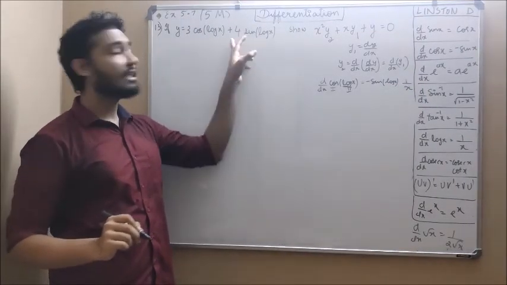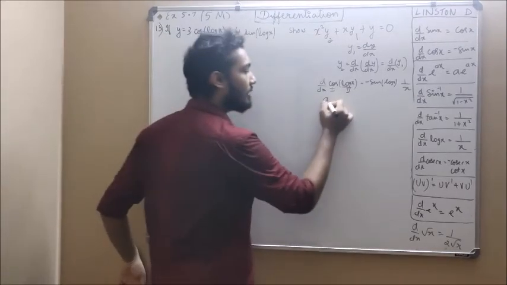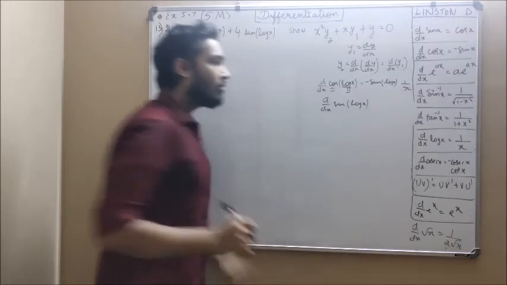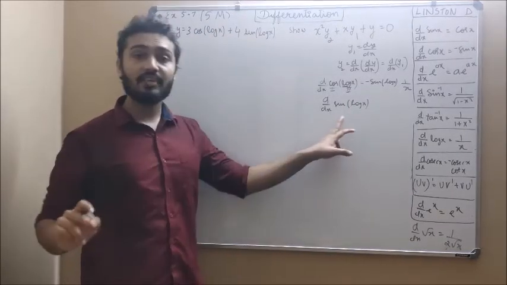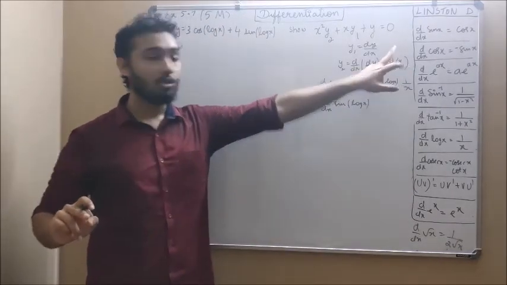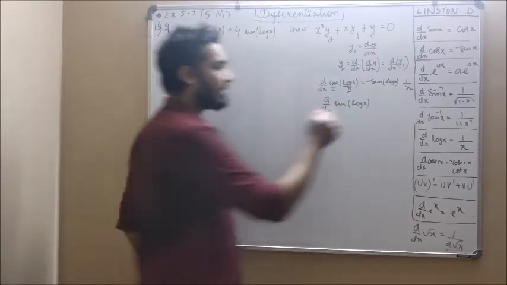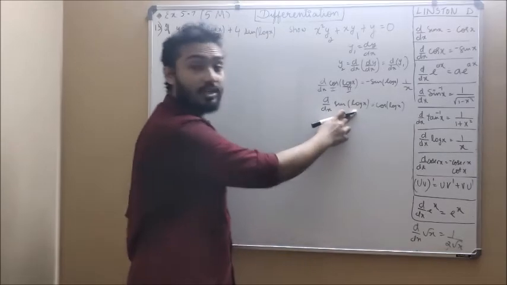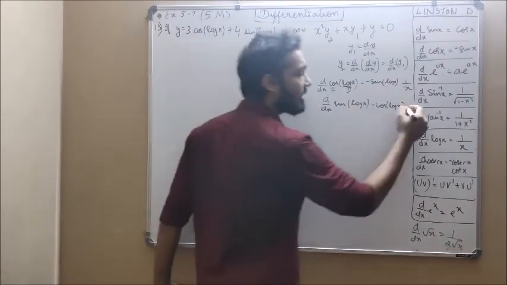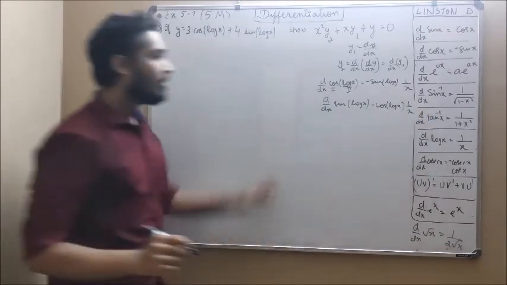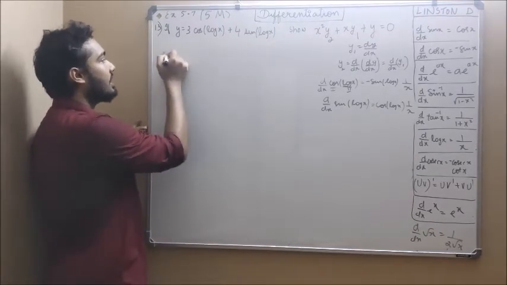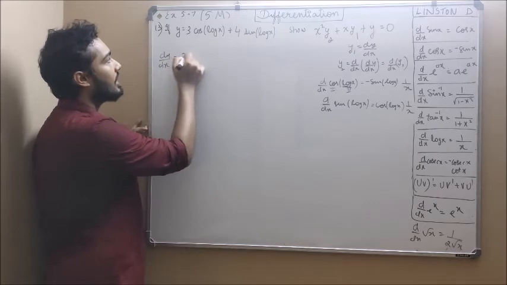Next, similarly differentiate sine of log x. d by dx of sine of log x. What is differentiation of sine log x? Differentiation of sine is cos, so instead of x there is log x, so it is cos of log x. Next we have to differentiate log x. What is differentiation of log x? It is 1 by x. So this is how you differentiate. I hope you understood.